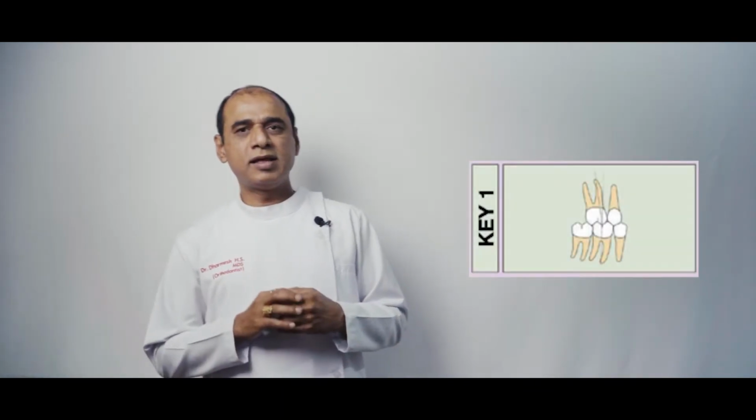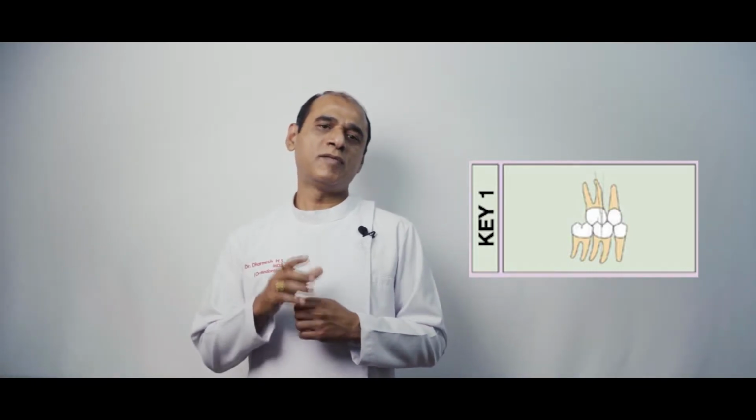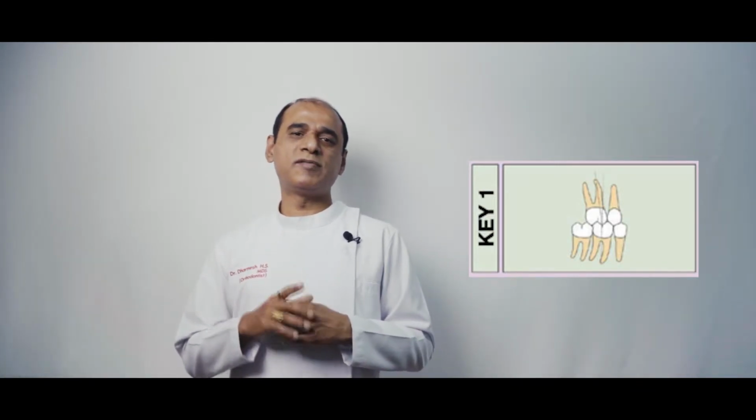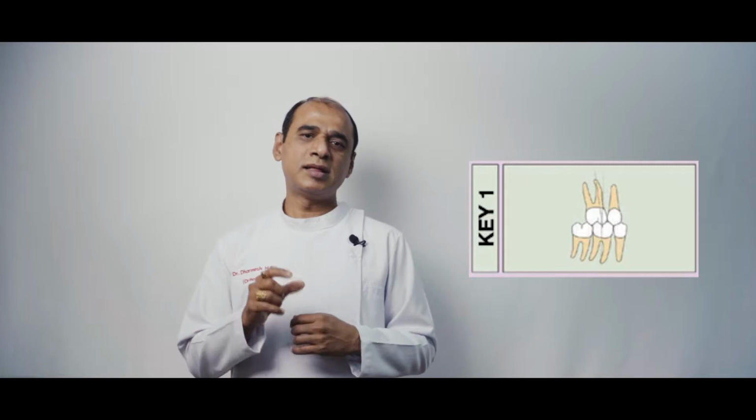Now we will know about Andrews' 6 keys of static occlusion. Key 1 is the molar interarch relationship. The mesiobuccal cusp of the upper first molar rests on the mesiobuccal groove of the lower first molar. Along with that, the distal surface of the distobuccal cusp of the upper first molar should occlude with the mesial surface of the mesiobuccal cusp of the lower second molar, and the mesiolingual cusp of the upper first molar should occlude in the central fossa of the lower first molar.